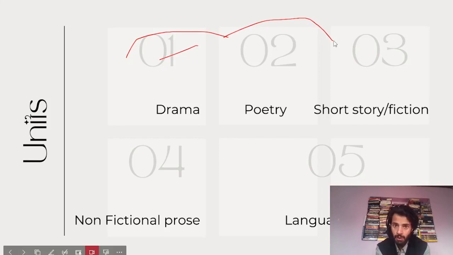Whatever age you are doing, whatever author you are reading, if he has written in all these genres, you have to do them together. You have to approach these topics together. I hope you understood what I'm trying to talk about.